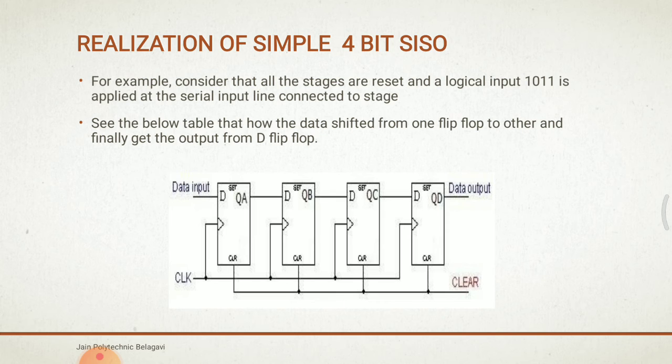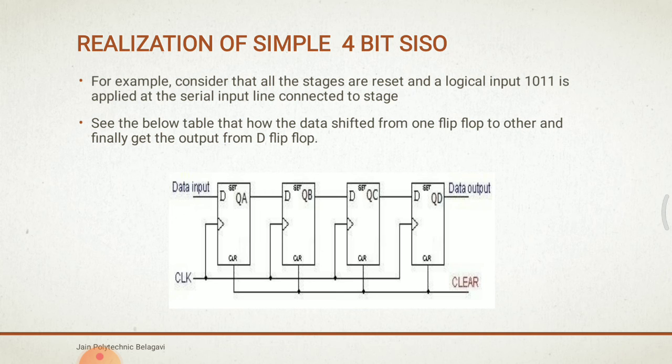Here we have clear, clock, data input, and the outputs QA and so on. A common clock is provided, and the data output is taken from the last stage. The register is first cleared, forcing all the outputs to 0. Then the input data is applied sequentially to the D input, first in first served. During each clock pulse, 1 bit is shifted from left to right. Assume the data is 1011. The least significant bit of the data has to be shifted through the register from QA to QD, the last D flip-flop.